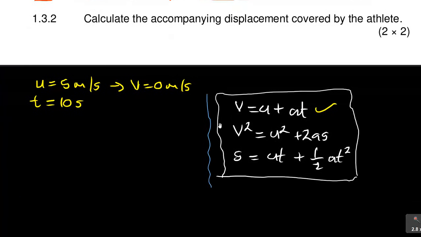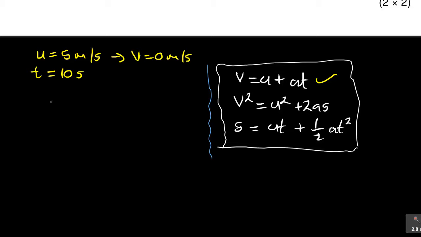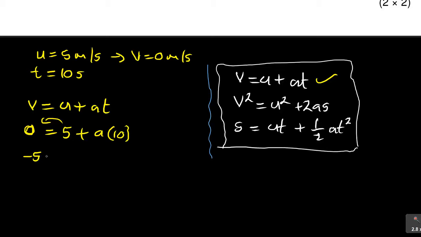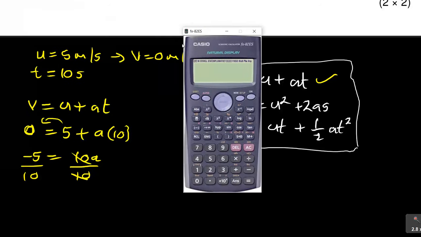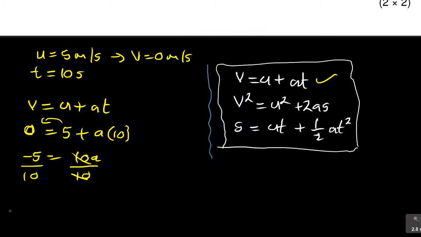Then calculate the athlete's acceleration. You can use the first formula, V is equal to U plus AT. Final velocity is 0, equal to initial velocity, which is 5, plus A, and time taken is 10 seconds. Are you seeing that? Now we have to solve for A. Take 5 to the other side, it will be minus 5 is equal to 10A. Then divide by 10 on both sides to get acceleration. That gives us negative 5 over 10, which is negative a half, which is negative 0.5.